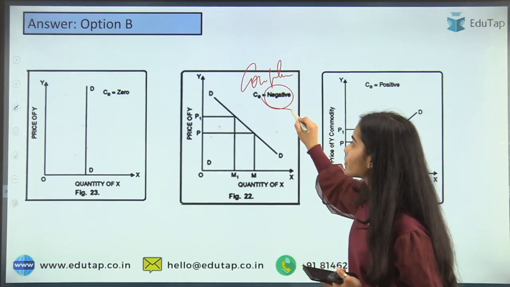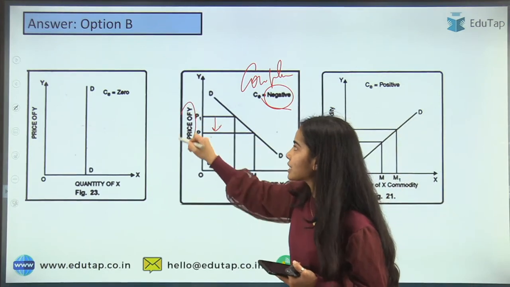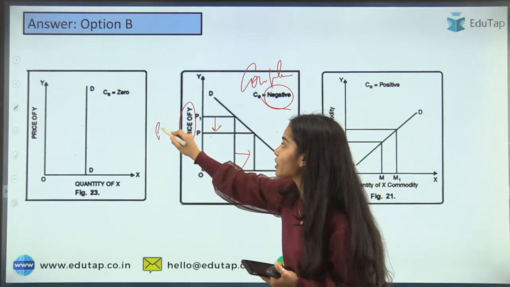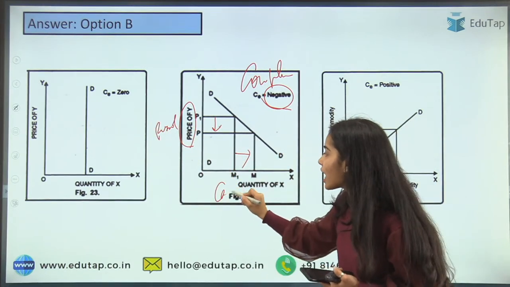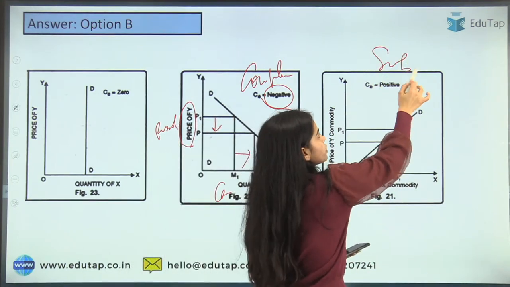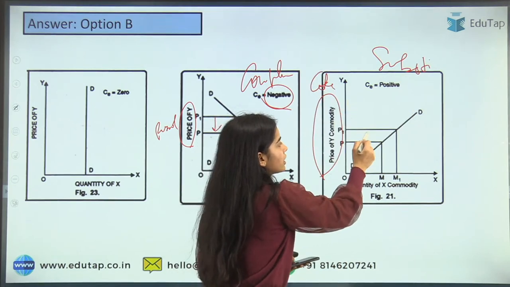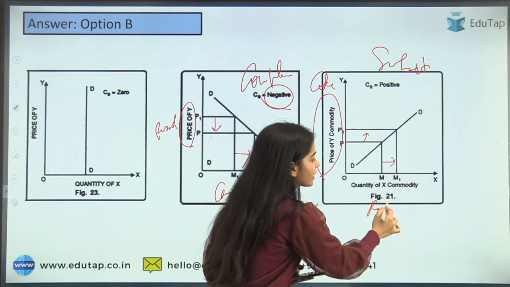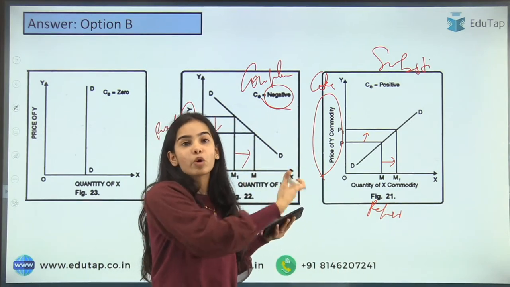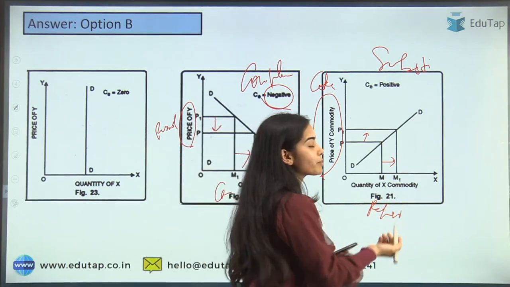In complementary goods, there is a negative relation. When the price of a complement good is decreasing, the demand for the other complement is increasing. When the price of petrol is decreasing, the demand for cars will increase. There is a positive relation between substitutes. When the price of Coke is increasing, the demand for Pepsi will increase. You will say, why should I give more price for Coke when I can just buy Pepsi at a lesser price? So the demand for Pepsi will increase.